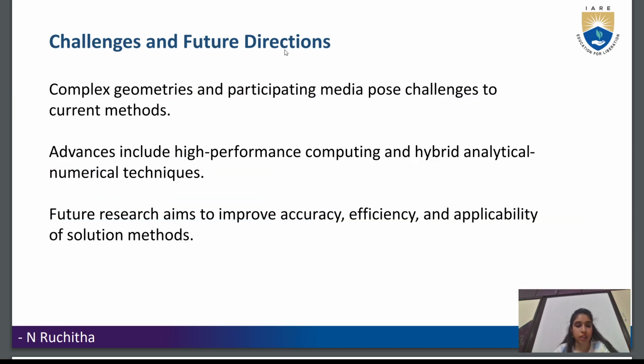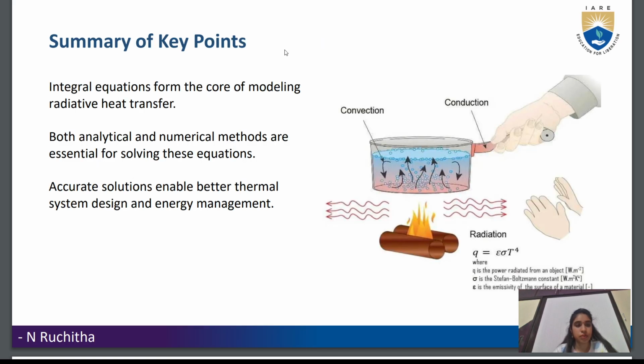Challenges and future directions. Accurate modeling of non-gray media remains computationally demanding. There is a need for faster, high fidelity solvers that are coupled. Increased use of machine learning to approximate radiative solutions, GPU acceleration for Monte Carlo methods, and advanced spectral models. Future research aims to achieve real-time radiative heat transfer predictions for industry.